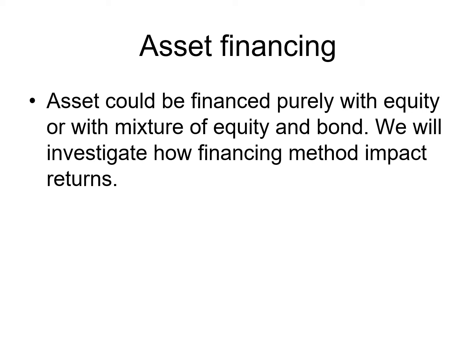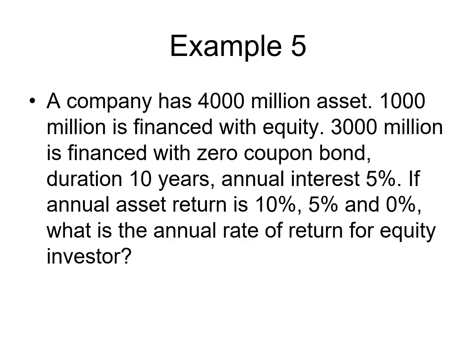Asset financing. Assets could be financed purely with equity or with a mixture of equity and bonds. We will investigate how financing methods impact returns. Example 5. A company has 4,000 million in assets. 1,000 million is financed with equity. 3,000 million is financed with a zero coupon bond with duration of 10 years and annual interest of 5%. If annual asset return is 10%, 5%, and 0%, what is the annual return for equity investors?